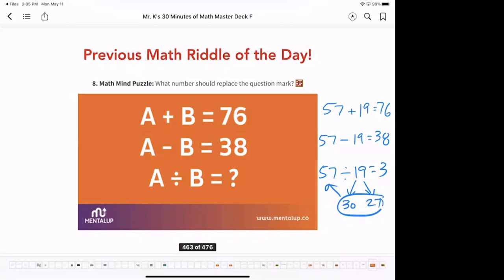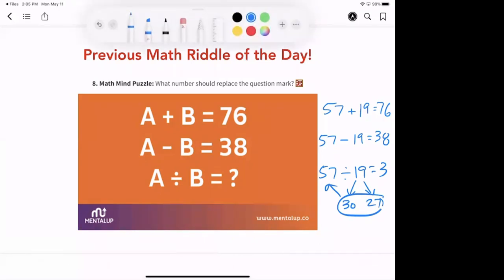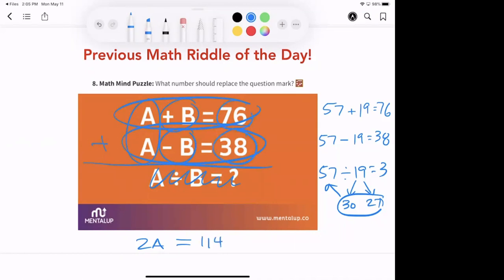By the way, if you were curious about the algebra way, there's a method in algebra where you can add two equations. So if I add this first equation and this second equation, what I'd get is 2a, and then I'd have a positive b and a negative b, so they would cancel each other out. So 2a is 114. So if 2a is 114, then 1a would be 57. Then you can plug that 57 back in and figure out what the b would be. Anyway, that's the algebra way. We're not quite there yet.